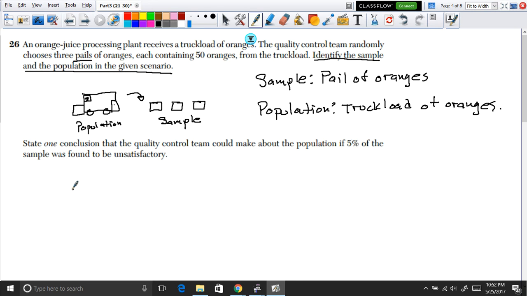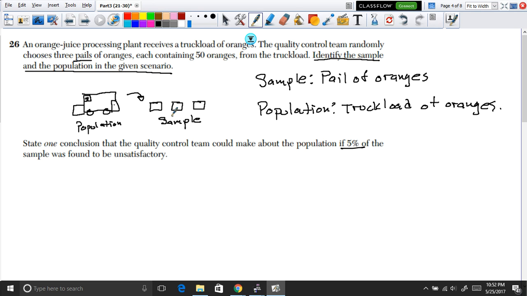Good. So now we read here, it says, state one conclusion that the quality control team could make about the population if 5% of the sample was found to be unsatisfactory. Now, the whole idea of a sample is for you to have an idea as to what is going to happen overall. Like if the sample has 5% unsatisfactory, then that means that most likely 5% of all of your oranges are unsatisfactory.